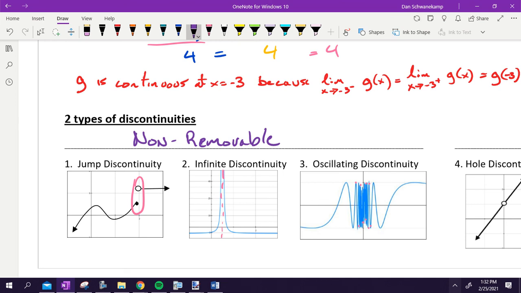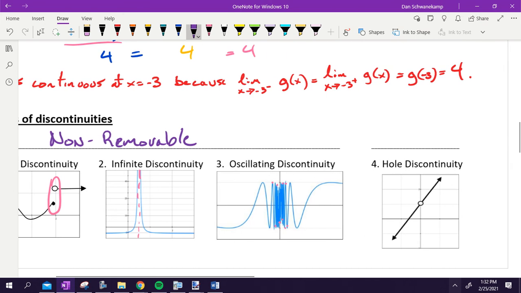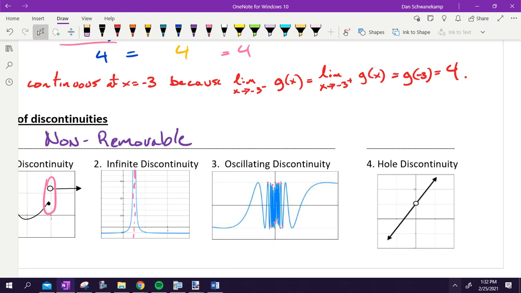Jump, infinite, oscillating. We have another type of discontinuity called a hole discontinuity. It's called a hole discontinuity because there's a hole. All right? It's different than a jump because they're approaching, the limit exists when you have a hole discontinuity. It's just a hole. Okay?